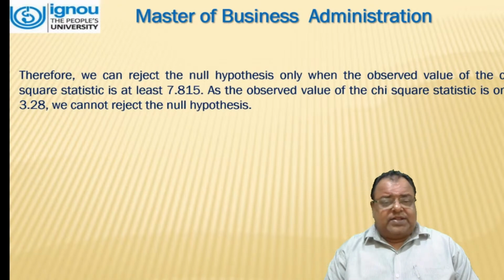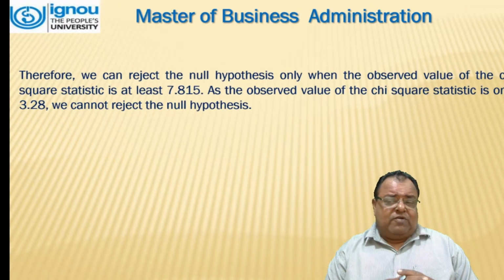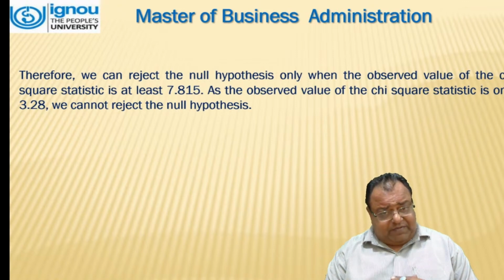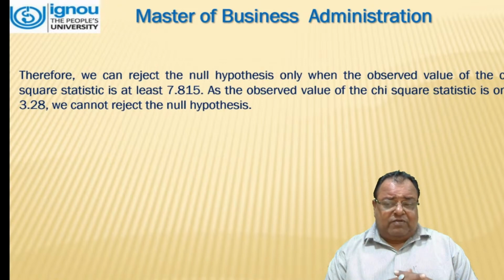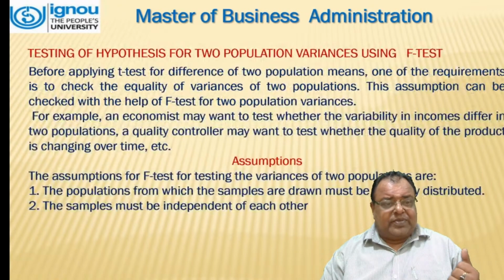We can reject the null hypothesis only when the observed value of the chi-square statistic is at least 7.8. As your observed value of the chi-square statistic is only 3.28, we cannot reject the null hypothesis. This is how inferences are drawn.